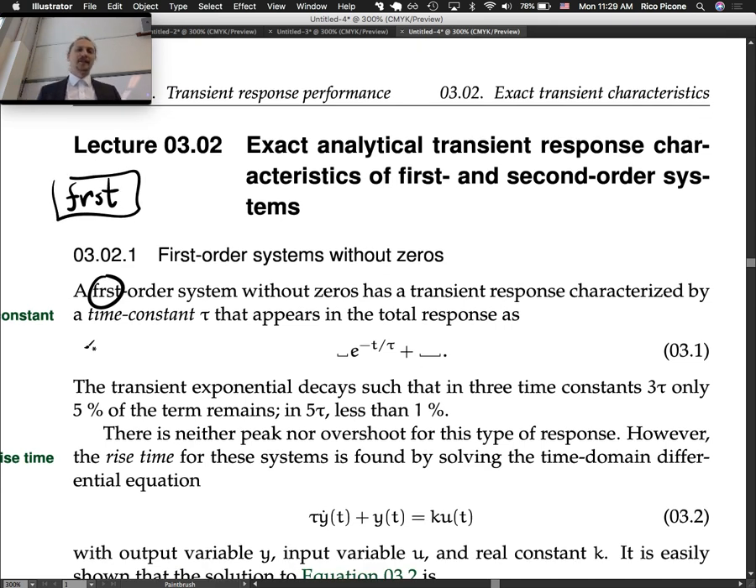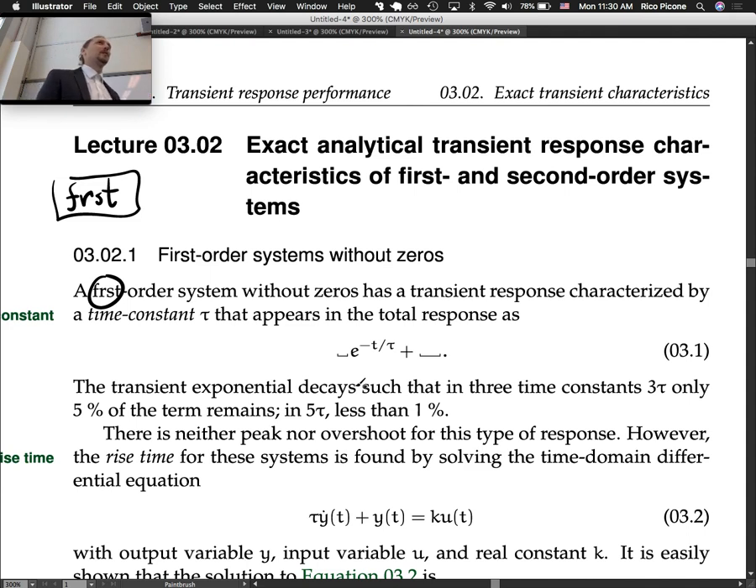Okay, first order system without zeros has a transient response characterized by a time constant, tau, that appears in the total response as this. So there's some term times e to the minus t over tau plus some other term. So this is really familiar. We've done this a bunch of times, right?